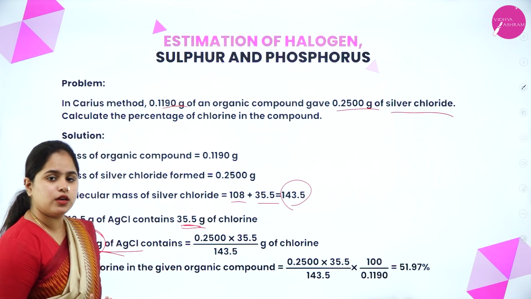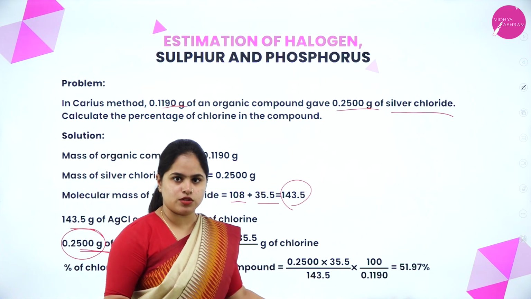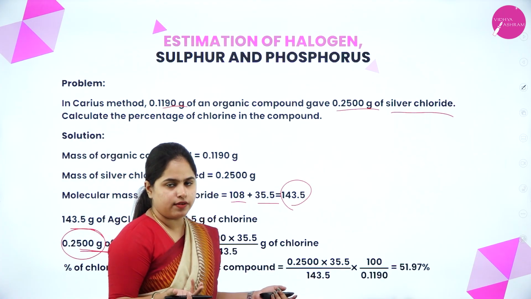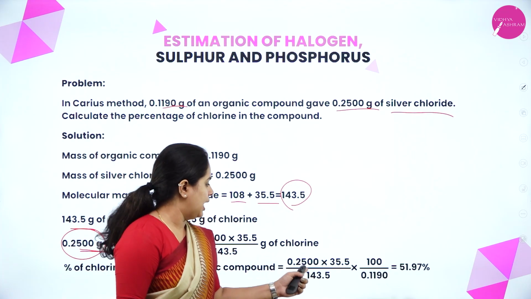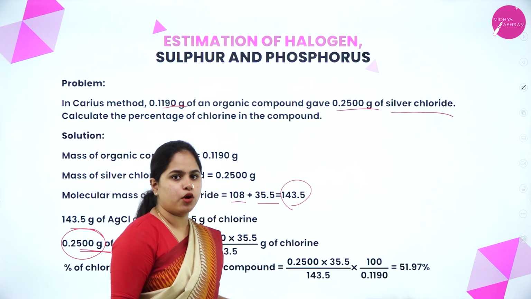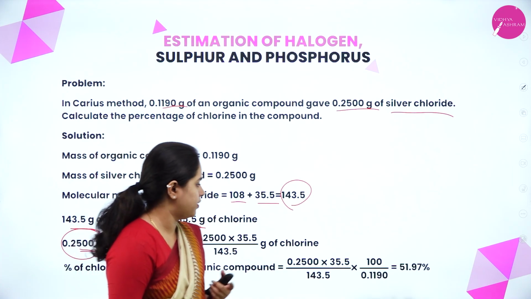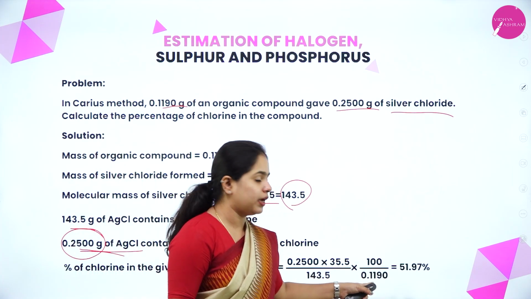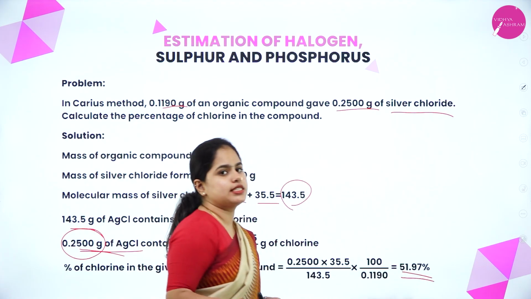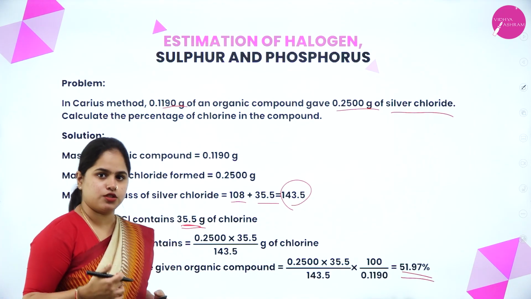So from that, how do we calculate the percentage of chlorine? The same equation we can use, that we have studied. This is M1, that is the mass of the silver halide, here silver chloride, into the atomic weight of chlorine, divided by 143.5, the molecular weight of the silver chloride formed, into 100 divided by the mass of the organic compound, which will give you 51.97%. So in the organic compound, 51.97% consists of chlorine.